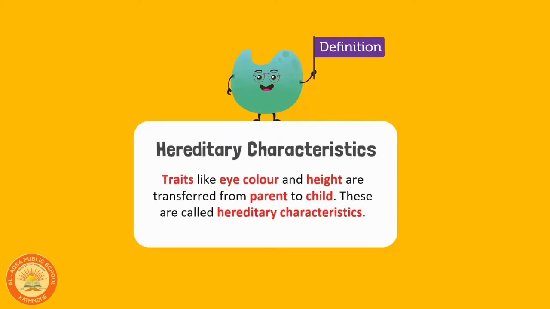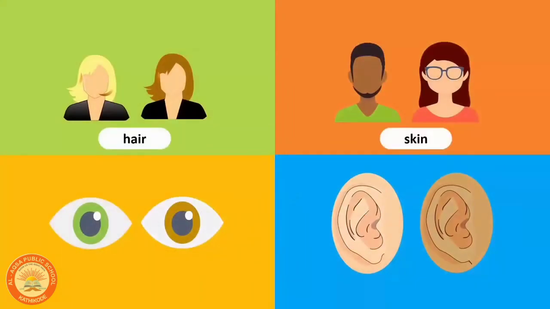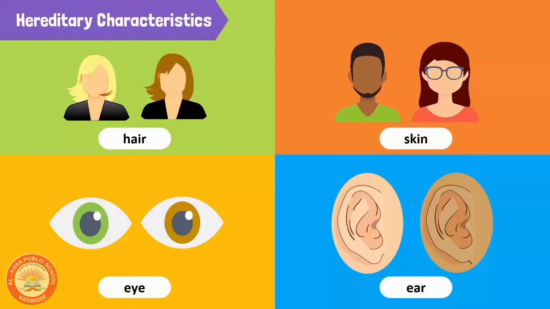Traits or characters like eye color, height, skin color, etc. are transferred from parent to child. These are called hereditary characteristics. For example, the texture of hair, skin color, eye, ear lobe, etc. are hereditary characteristics.